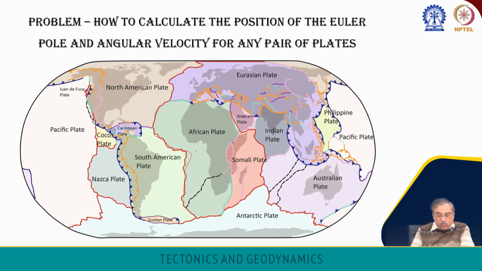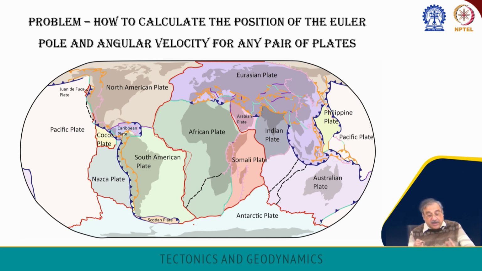On the other hand, if we want to find out the relative motion of the South American plate with respect to the Scotia plate, let's say this one here, or with respect to the Antarctic plate to the south, in many cases there may not be enough information for us to find out what the Euler pole of rotation is for a particular pair of plates, or what the angular velocity associated with those pairs of plates is, and that's necessary.